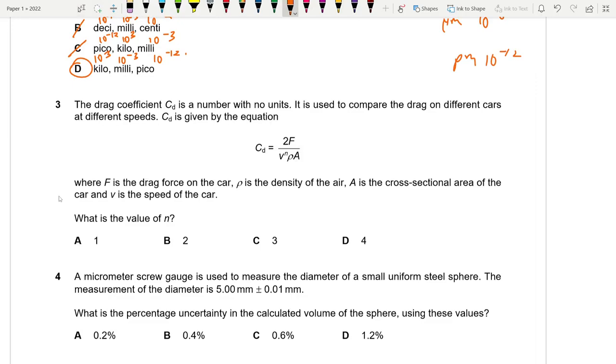Okay, so CD has no units. Basically, there are no units on this side. This equation has to be homogeneous, right? It has to be homogeneous. So let's try doing it. F is the force, right? So we're going to exclude the values, by the way. So no unit on the left hand side, so no units on the right hand side.